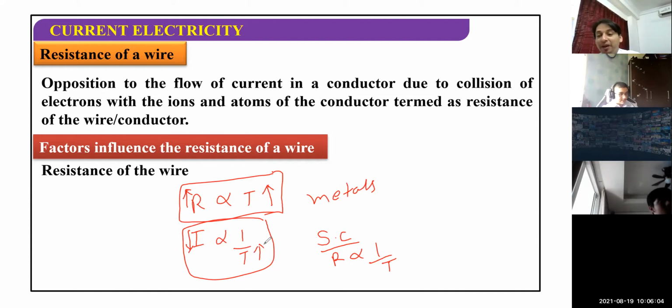Please remember, as the resistance increases, R has increased here because we have increased the temperature. So definitely it will affect the current in an electric circuit. It will slow down the speed of the moving electrons. Basically, it will decrease the current flowing in the circuit. So please remember this relation.